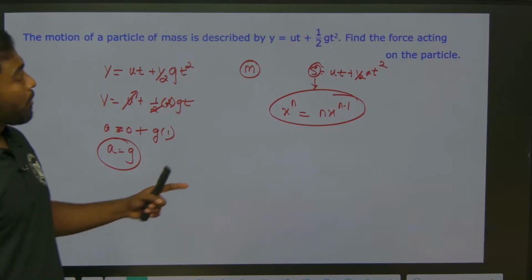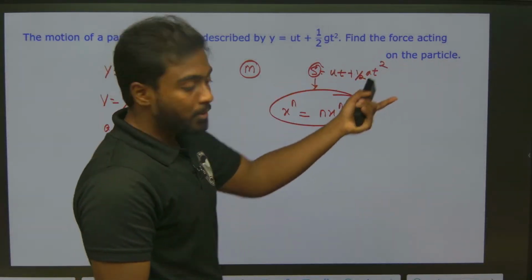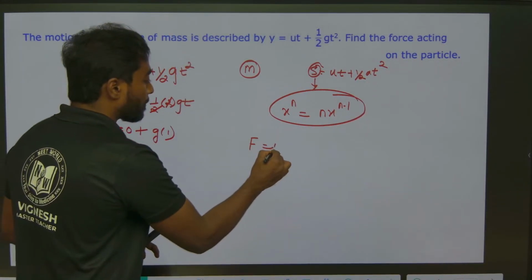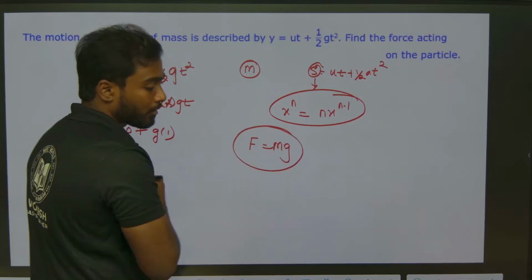So, the force acting on a particle is nothing but F is equal to mass into gravity. That's it.